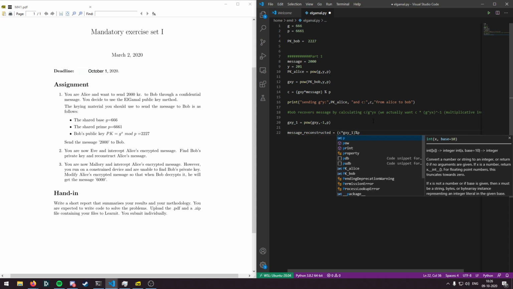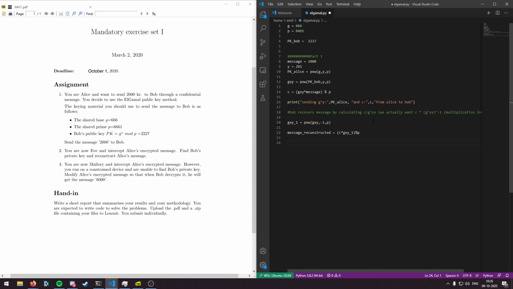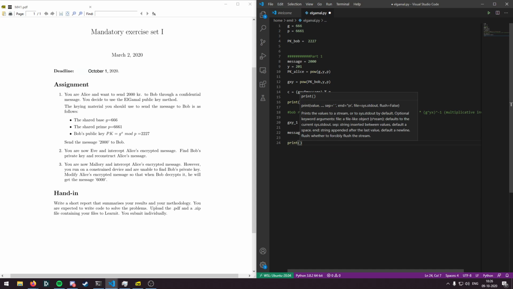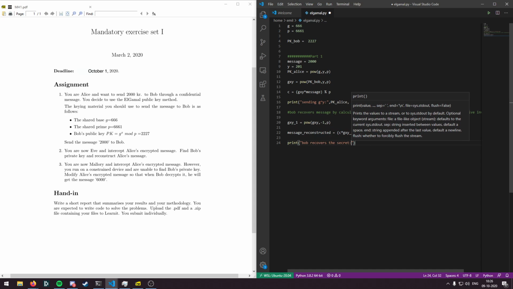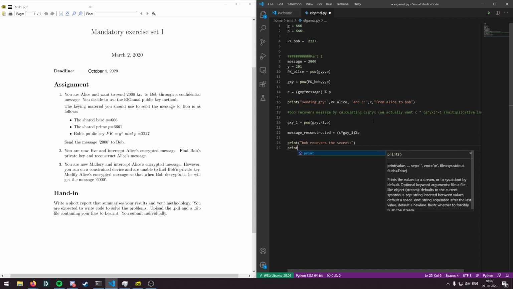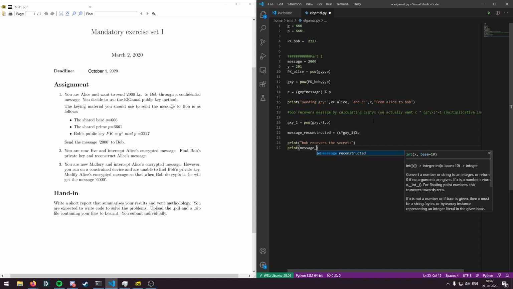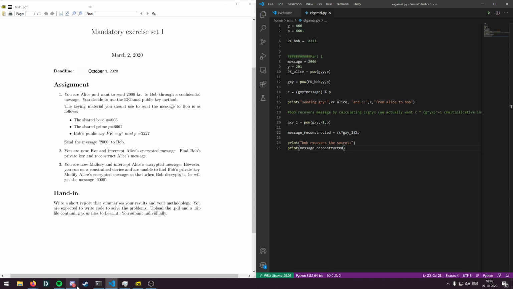Modulo p, and print Bob recovers the secret. Print message reconstructed. Let's see if we can run this.